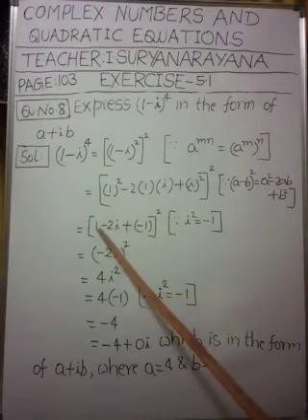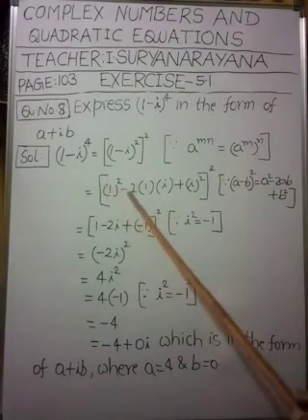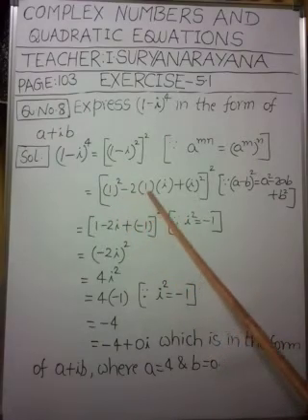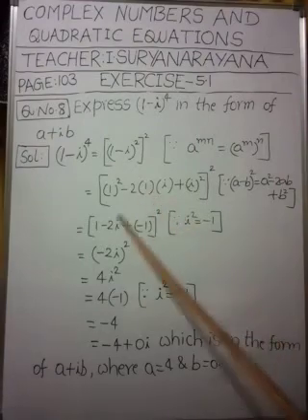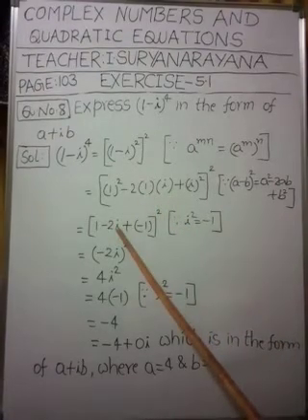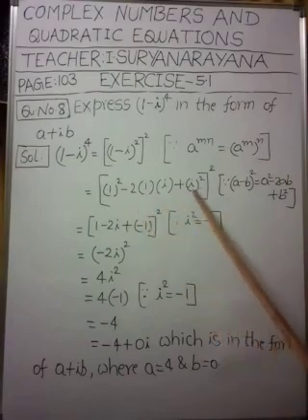Understood this first term, my children? Right. Now come to the second term, minus 2 into 1 into i. What will you get after simplification? Second term, minus 2i. Understood this is second term, my dear children? Right. Plus, come to the third term.